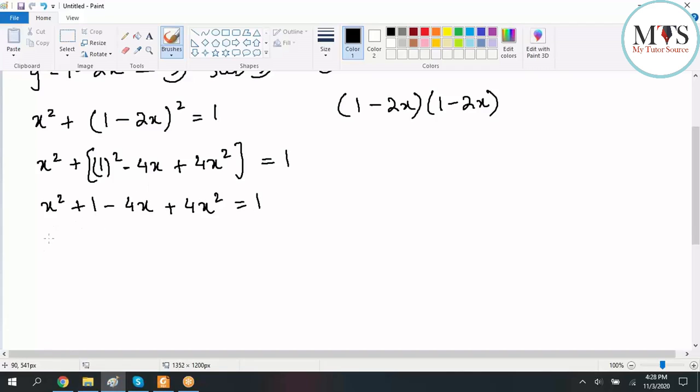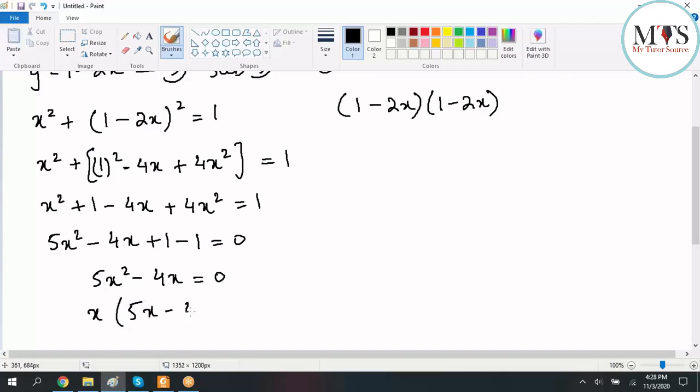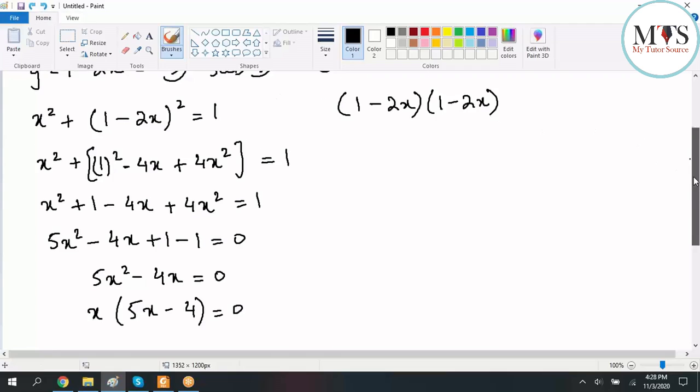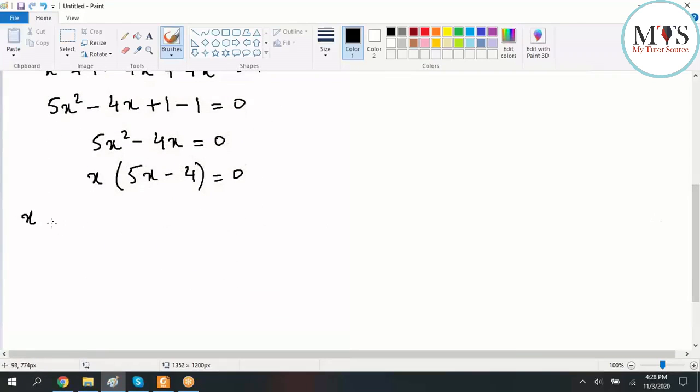We combine the like terms, so it becomes 5x squared minus 4x plus 1 minus 1 equals 0. So that's 5x squared minus 4x equals 0. Since x is common, we take x common. x times 5x minus 4 equals 0. So now one value of x is, sorry, x is 0. And the other is 4 by 5.